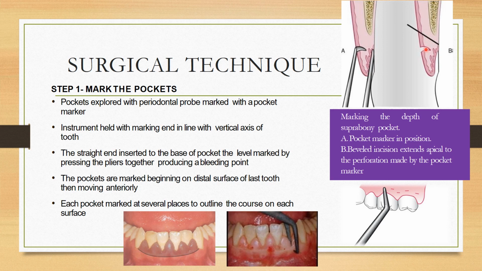This will be done axially, starting from the distal surface of the last tooth. Then it will be done anteriorly. Each pocket is marked at several places to outline the course on each surface. You can see that this is the way it is done, and this is the pocket marker in position. The beveled incision will be given after this. This is the bleeding point, and this is the area to be done. There is a grade 2 gingival enlargement, and here the pocket marker is being used for marking the pocket.